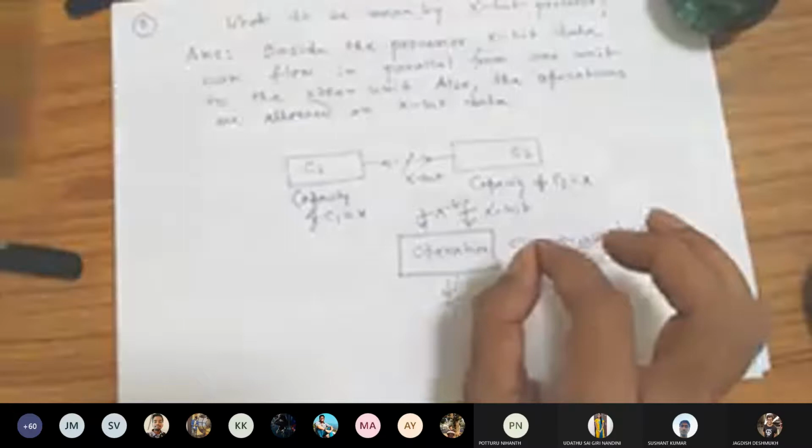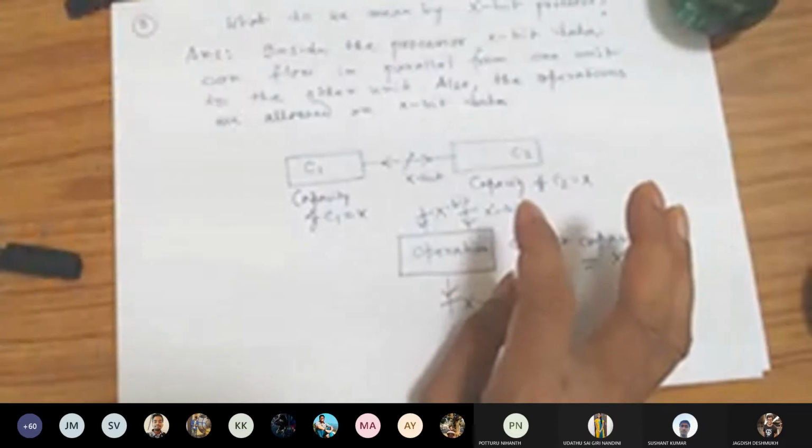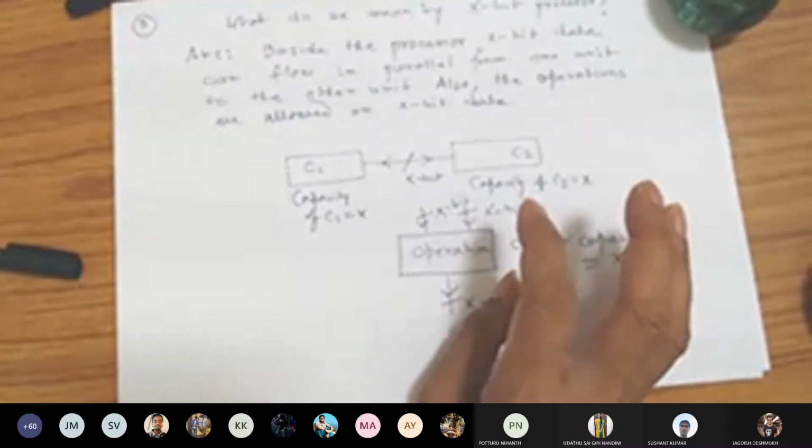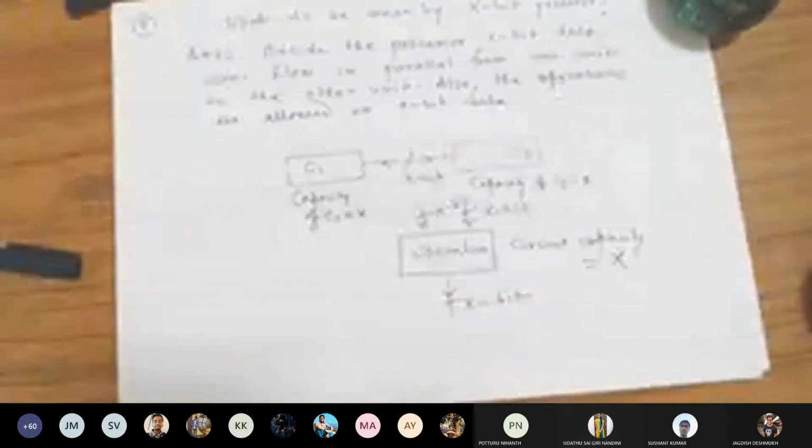Now this is a very conceptual understanding I gave you. It is up to you how you write these sentences. These are all my creation, you will not find them in any book. You may find the definition of an n-bit processor in many ways, but this is the conceptual understanding of an n-bit or x-bit processor.